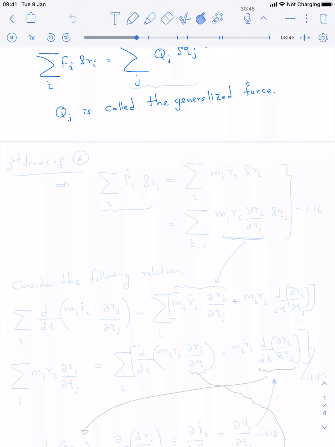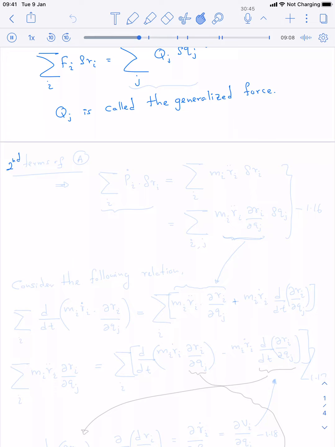So that is the first term in D'Alembert's principle, Fi times delta Ri. Now let me take the other term, Pi dot times delta Ri, and see the expression that we can get from there. And then our aim is to combine those two at the end to derive the Lagrange equation.